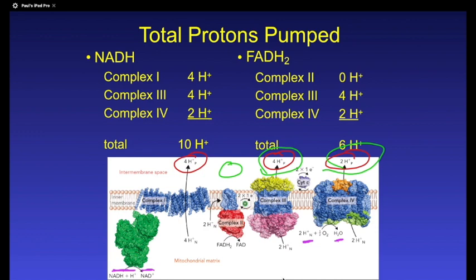All right. Now, what I've also done is I've recreated NAD plus, and I've recreated FAD. Those can go back to the citric acid cycle and be reused again. They can take the electrons from the citric acid cycle, bring them to this, and go back and forth, back and forth, back and forth.